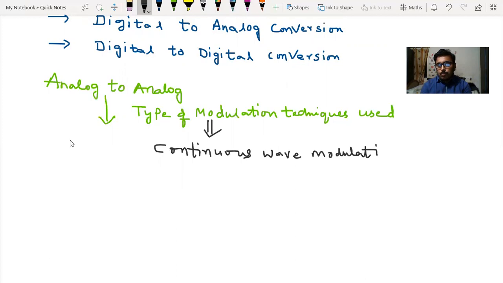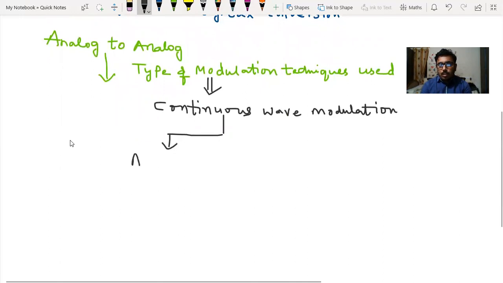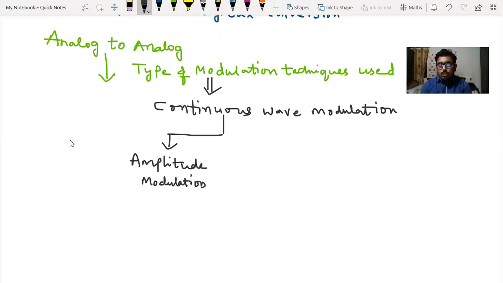In this continuous wave modulation, we have three different types. We can perform the amplitude modulation, that is our AM, and we can also go with the frequency modulation as well as the phase modulation. All these three types of modulation techniques come under the concept of continuous wave modulation: amplitude modulation, frequency modulation and phase modulation.